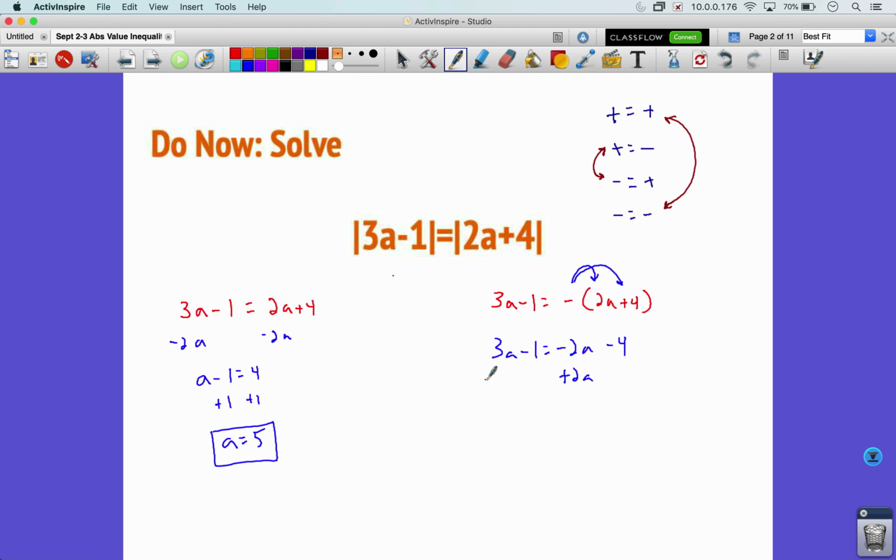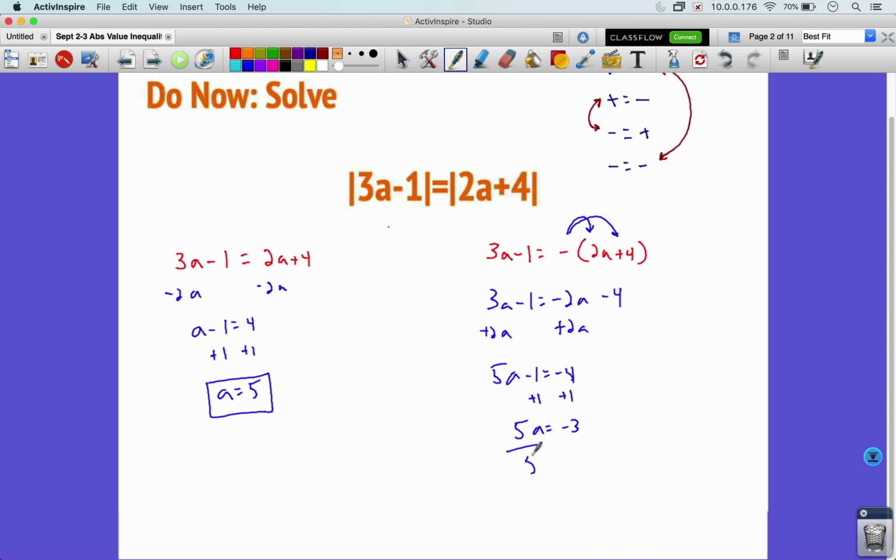Move our variables. 5a minus 1 equals -4. Add 1 to both sides. 5a equals -3. Divide both sides by 5. A equals -3 fifths. And that's how we deal with absolute value equals absolute value.